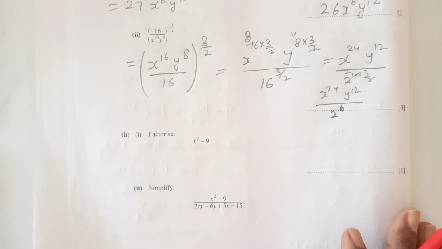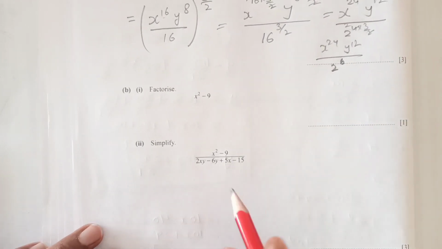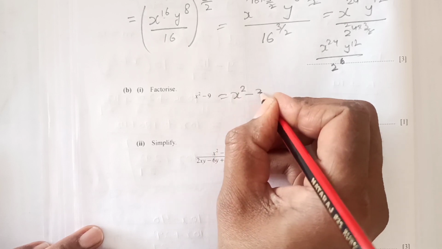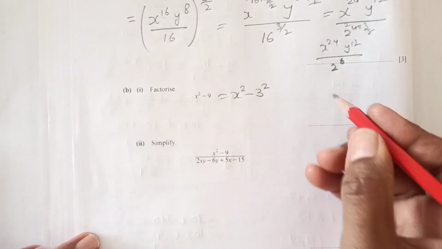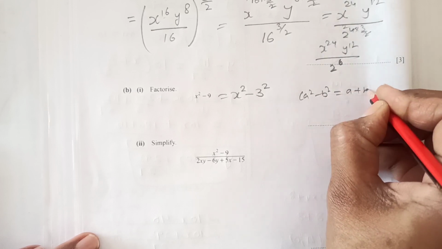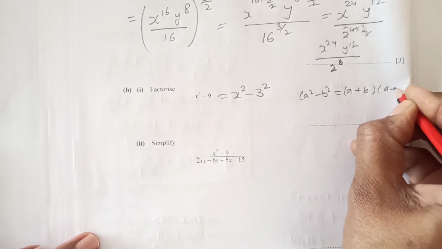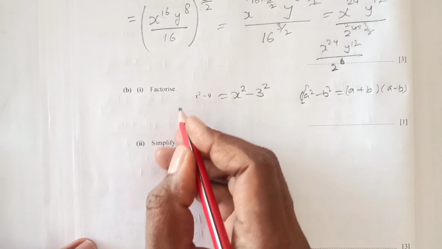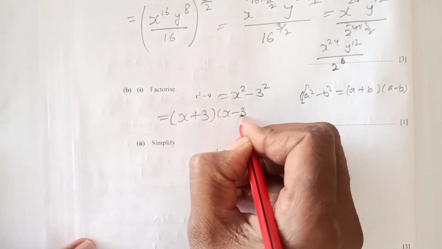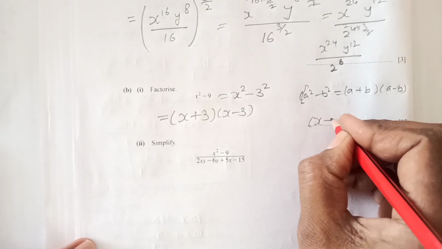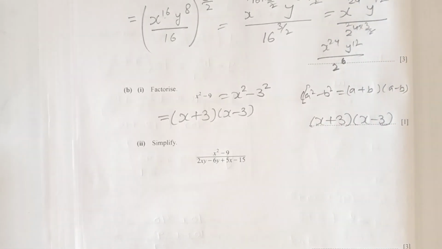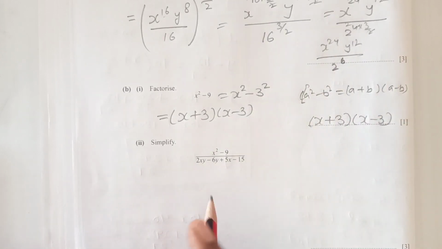Now part B, factorize. We can write it down as x squared minus 3 squared, right? So we will use the formula a squared minus b squared, which is equal to a plus b and a minus b, right? So that means this is x plus 3 and x minus 3. Okay, so now let's simplify the next one.